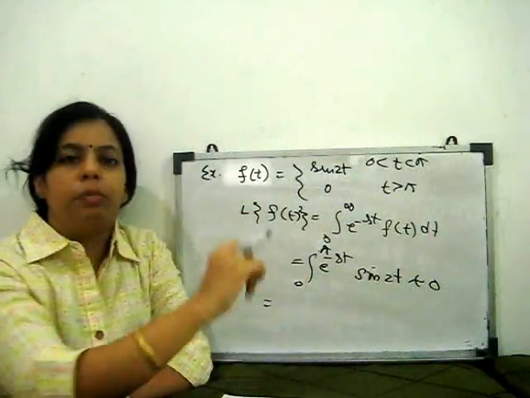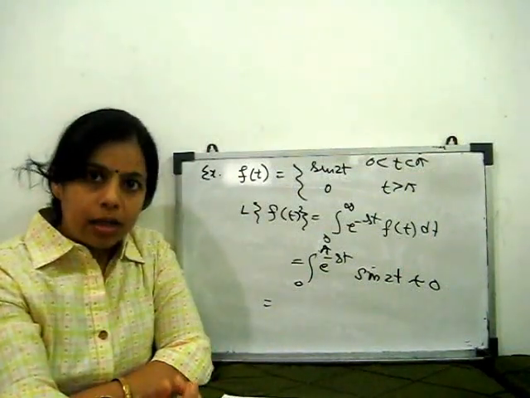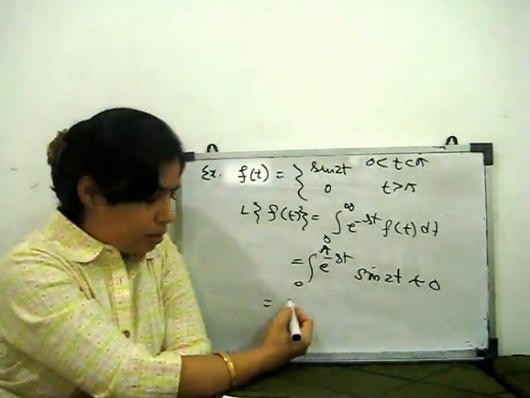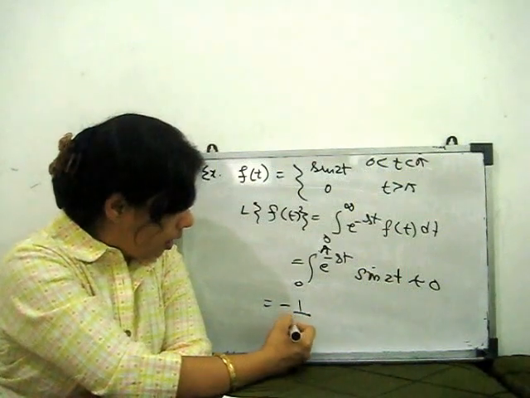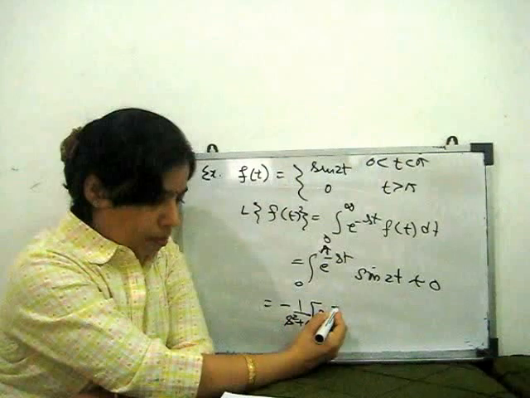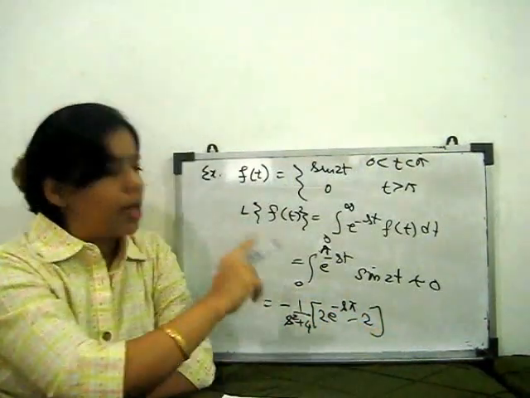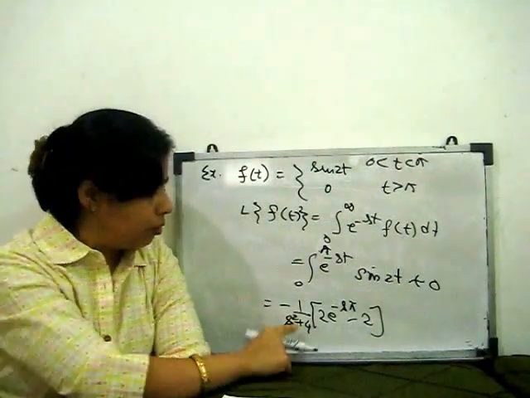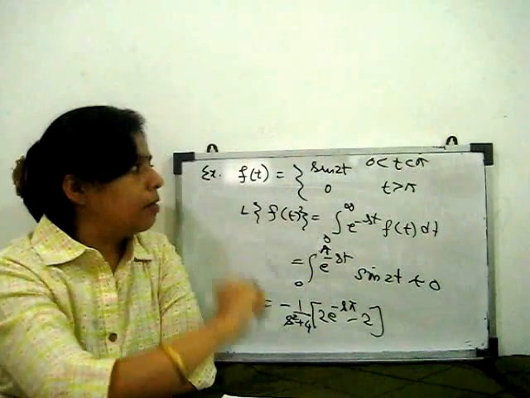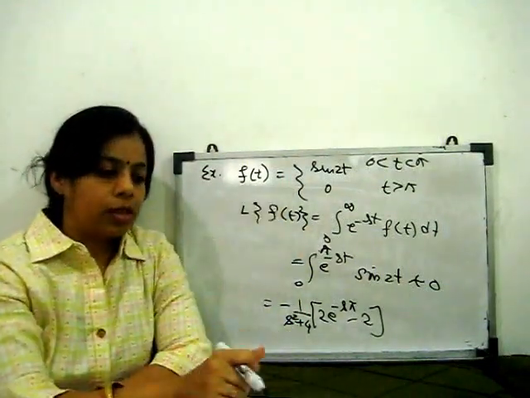Now again simplify it. We apply the e to the power ax sin bx formula, apply the limit, and we get the solution, which is 1 by s square plus 4 times (2 e to the power minus s pi minus 2)... When you apply the limit after integration, you will get this term. This is the required solution, the required Laplace transform of the given function.